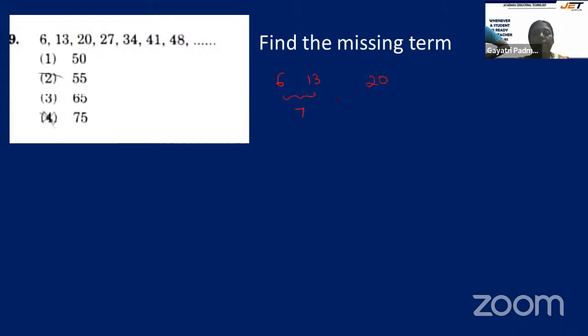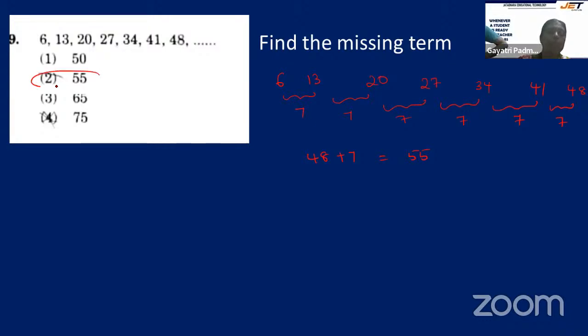Your next number is 20. So this difference is 7. So 13 plus 7, 20. All right, good. Next is 27. So again, the difference is 7. Next is 34. What's the difference? Again, it is 7. Perfect. And what is 41? The difference is again 34 plus 7. Yes. So after that, you have 48. So this is obvious. The difference is 7. So if you add 7 to 41, you get 48. Likewise, if you add 7 to 48, what do you get? 55. Isn't it? 7 twos are 14 plus 1, 15, right?